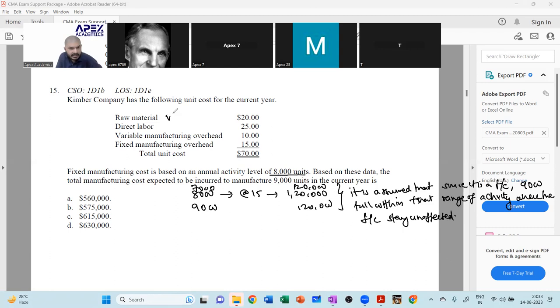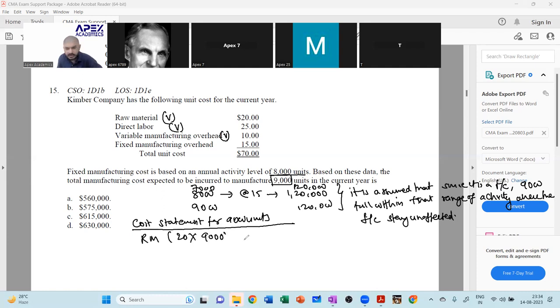Now, raw materials are variable in nature. Direct labor is variable in nature. This is also again variable in nature. So, raw materials are 20 per unit. Based on this data, the total manufacturing cost expected to manufacture 9,000 units, so this is a cost statement for 9,000 units. I'm just going to finish my calculation and then pay heed to the message. So how much will this become? This will become 1,80,000.